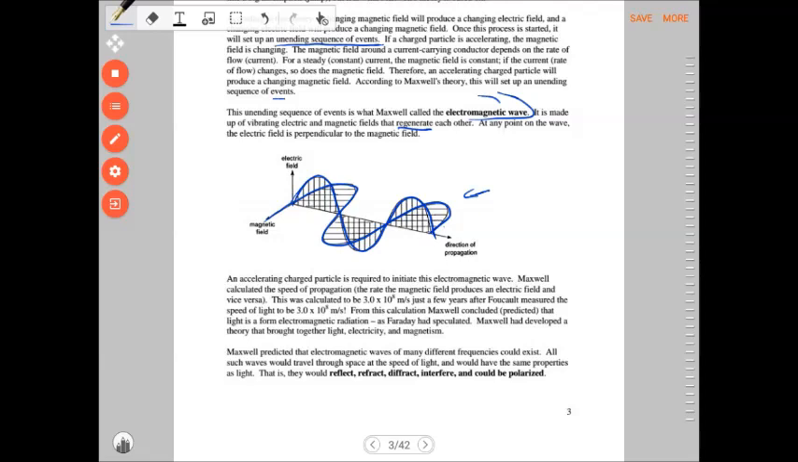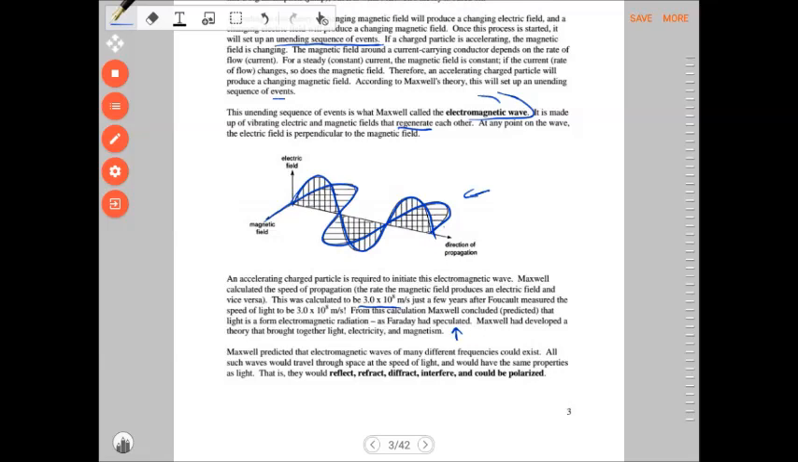Maxwell calculated the speed of propagation, the rate at which the magnetic field produces the electric field and vice versa. He calculated the speed to be 3.0 times 10 to the 8th meters per second. Now, he did this just a few years after Foucault measured the speed of light to be 3.0 times 10 to the 8th meters per second. Hey, wait a second. From that calculation, Maxwell concluded that light has to be a form of electromagnetic radiation, just as Faraday had speculated. Maxwell had developed the theory that brought together light, electricity, and magnetism.